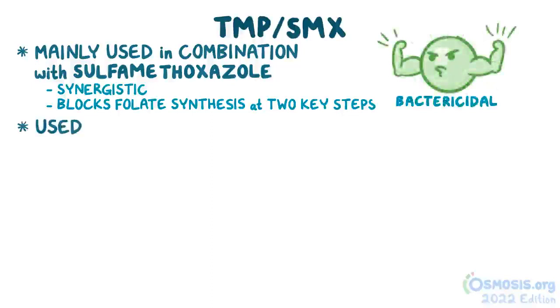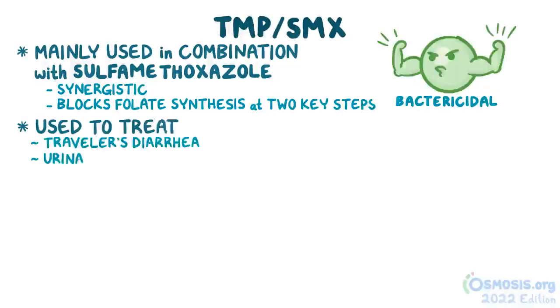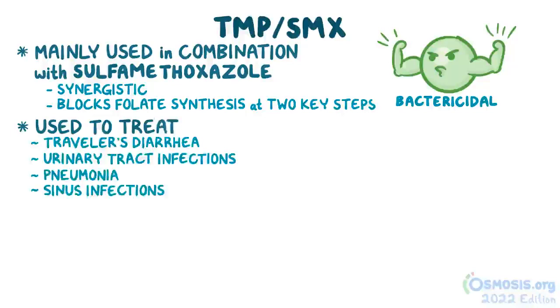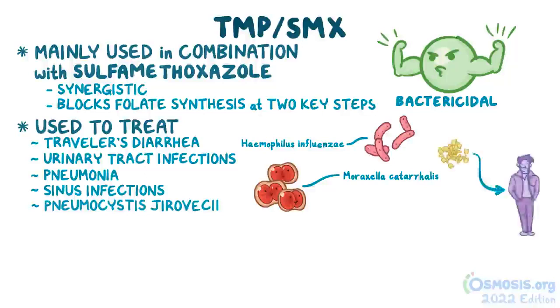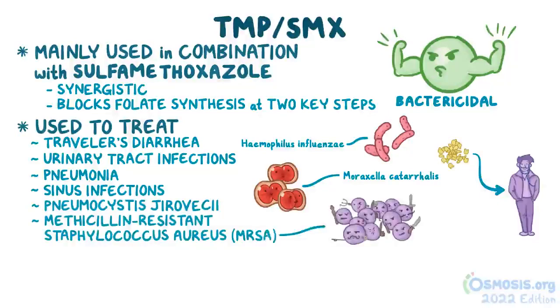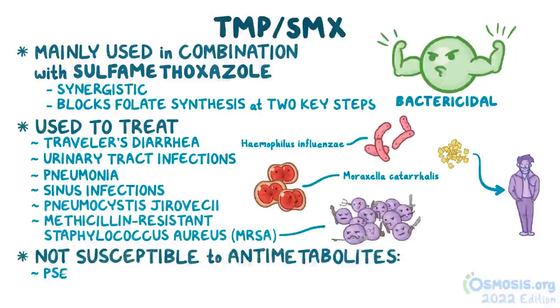TMP-SMX is most commonly used to treat traveler's diarrhea and simple urinary tract infections, but it's also effective in treating pneumonia and sinus infections caused by Haemophilus influenzae and Moraxella catarrhalis. It's the first-line therapy for the treatment and prevention of Pneumocystis jirovecii infections, which are caused by a yeast-like fungus that can affect immunocompromised people. Finally, it's effective against methicillin-resistant Staphylococcus aureus, or MRSA. A few bacteria exist that are notably not susceptible to antimetabolites, and those are Pseudomonas aeruginosa and bacteria from the Mycoplasma family.